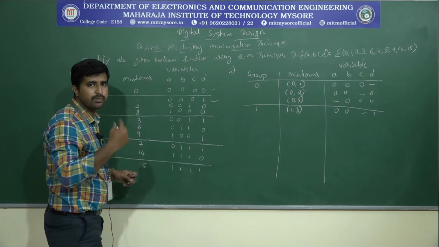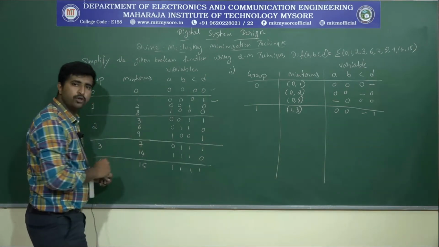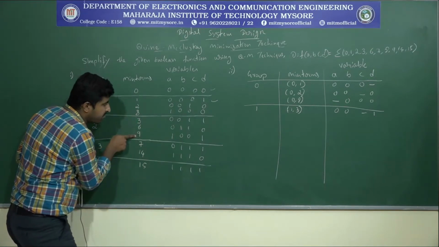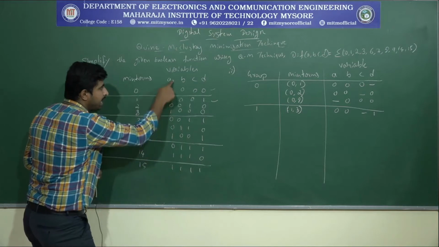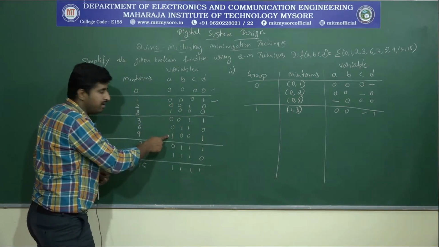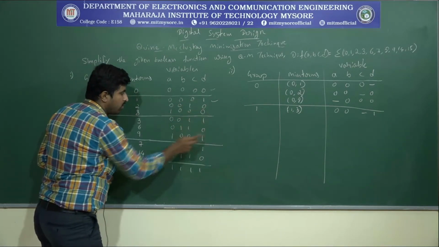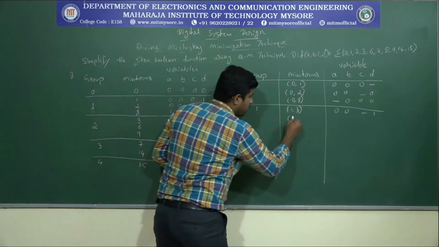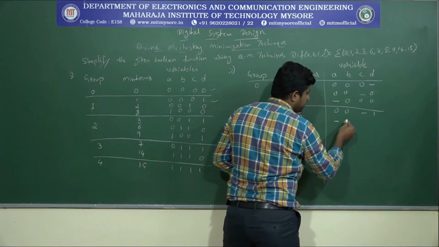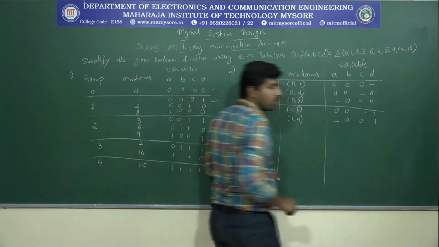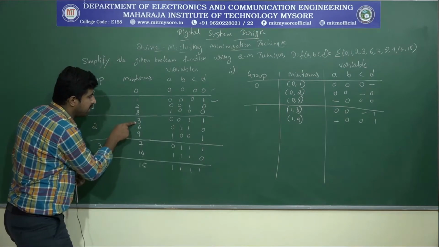Only those terms should be grouped. Here we are not able to group. Next, 1 will be compared with 9. Yes, we can group. Here the A variable position differs, and the remaining variables are the same, 0 0 0 1 and 1 0 0 1. So 1 comma 9 we can group, and the first position is dash, the remaining is 0 0 1. Next, 2 will be compared with 3.